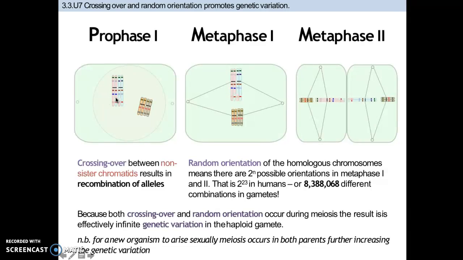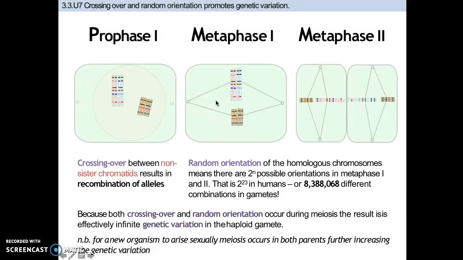So during prophase 1, you can see that this DNA gets really close to each other in homologous pairs, right? And that crossing over is where there is an exchange of genetic information, where a handful of genes will actually swap places, okay? And this ends up with a recombination of alleles, right? So that's crossing over in prophase 1.